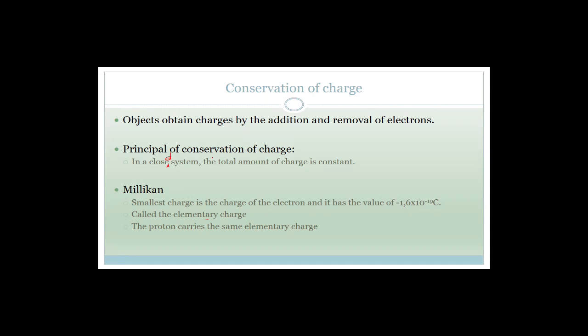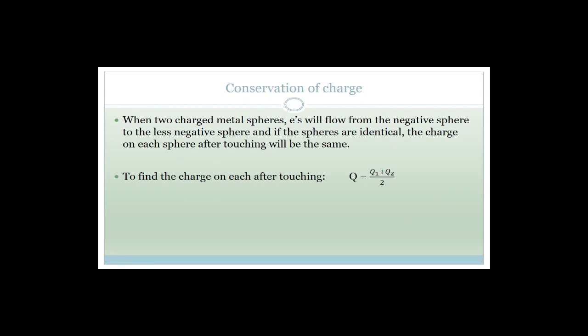Right, now let's talk some more about the conservation of charge. When two charged metal spheres touch each other, electrons will flow from the negative sphere to the less negative sphere. If the spheres are identical, the charge on each sphere after touching will be the same. To find the charge on each after touching, we say Q is equal to (Q1 plus Q2) divided by 2.